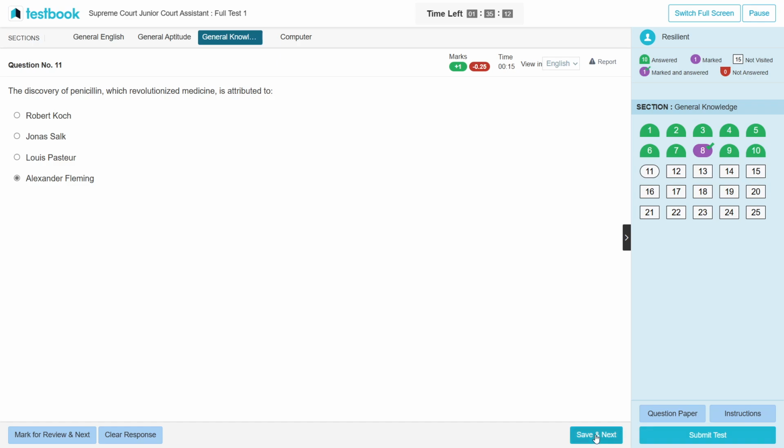Probably it will be Fleming. Who was the first to use the term horsepower? Don't know. Which among the following are the constituents of brass?